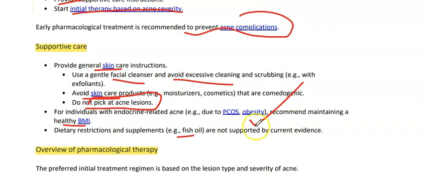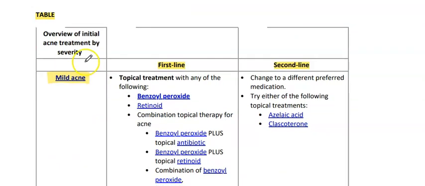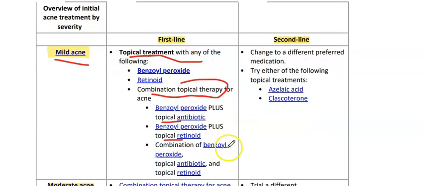Overview of the pharmacological therapy. The preferred initial treatment regimen is based on the lesion type and the severity of the acne. So for mild acne, remember we give topical treatment with any of the following: you can give benzoyl peroxide or retinoid, or a combination topical therapy can be given, like benzoyl peroxide with a topical antibiotic, or benzoyl peroxide with a topical retinoid, or a combination of benzoyl peroxide, topical antibiotic, and topical retinoid. So these are the different combinations.